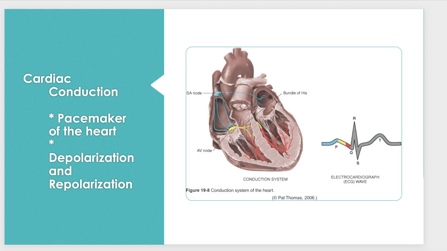So remember our cardiac conduction. Remember, the SA node is the pacemaker of the heart. It causes depolarization and repolarization of the heart muscle. The electrical impulse starts at the SA node, goes through the AV node, through the bundle of His, and then through the Purkinje fibers to contract the right and left ventricle.